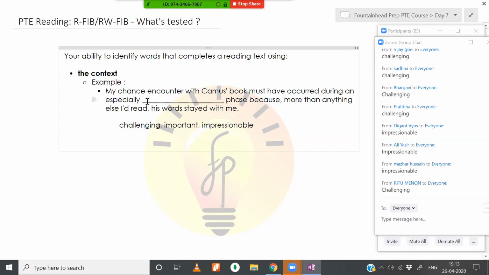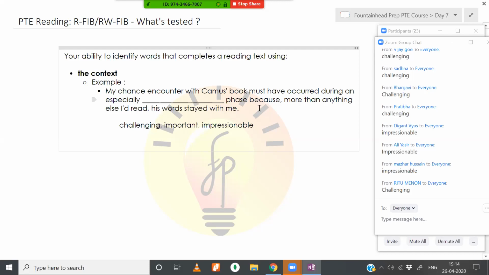Now, if you look at the sentence construction, "My chance encounter with Camus's book must have occurred during an especially challenging phase." Now, challenging perfectly fits in, right? Challenging phase, because more than anything else I had read, his words stayed with me. So challenging phase, if you just read this, challenging fits in well. But the problem is, challenging is not the right answer. The right answer is impressionable.